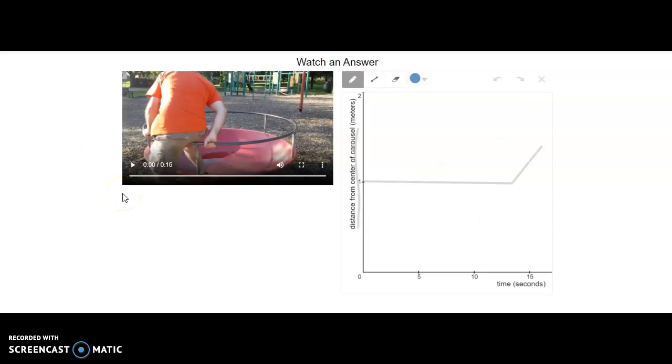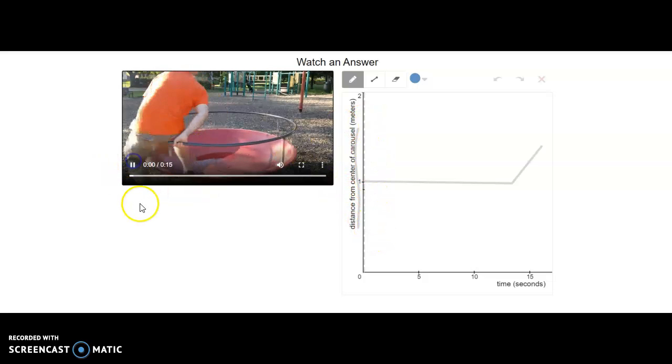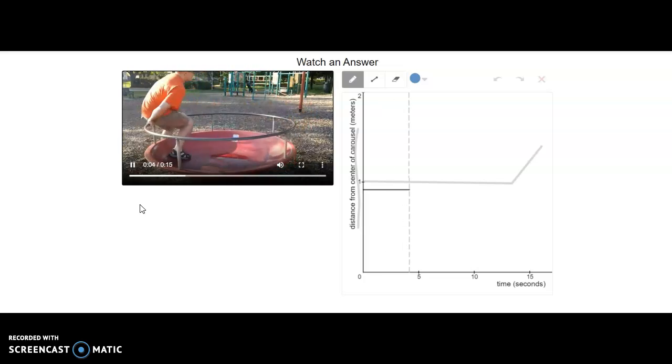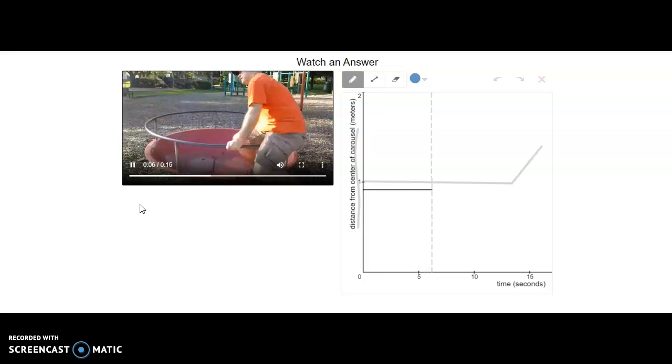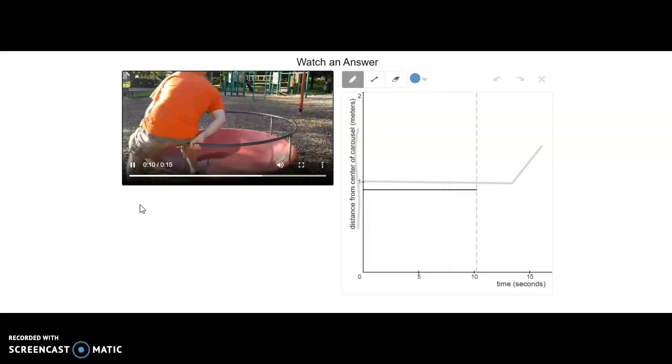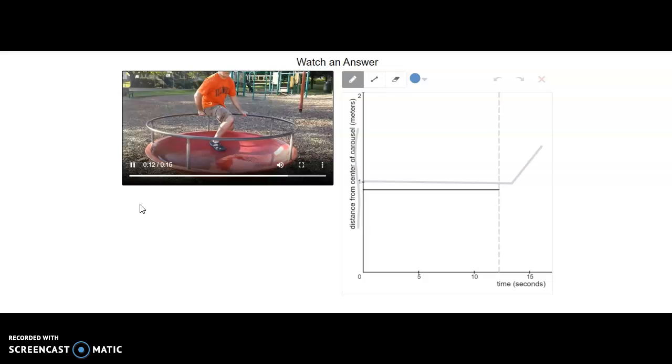So now it's time to look at where he is from the center of the carousel. Let's look. Okay, so he's consistently still the same distance away from the center, right? Even though he's moving around a circle, he is not moving away from the center. And at this point, he is.